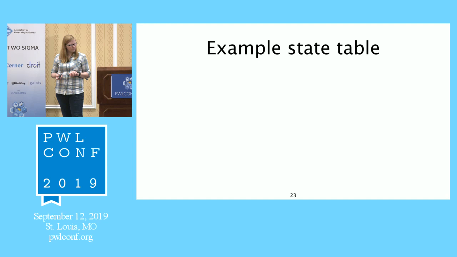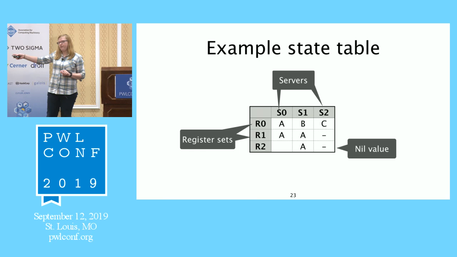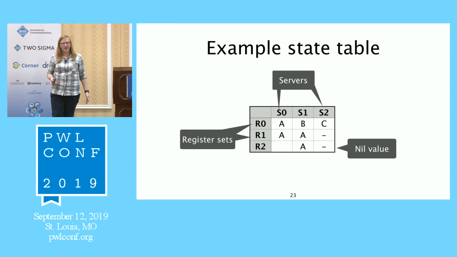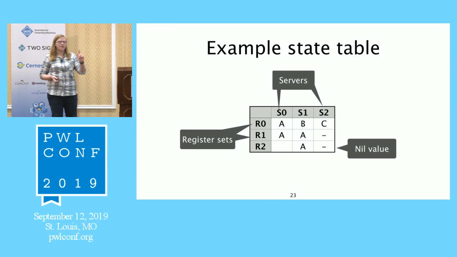You'll note on here that some of these boxes contain a hyphen. This hyphen represents a special null value. We'll see what the null value is useful for specifically later, but at a high level, a null value is a way for a client to basically block a register, freeze it, and stop anyone else, any of the other clients, from getting in there and writing to that register.